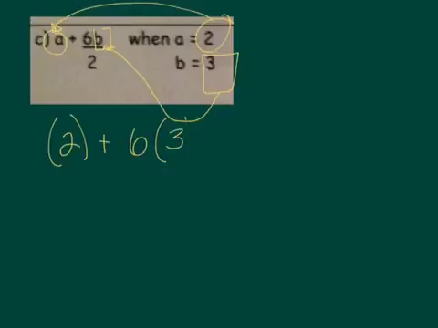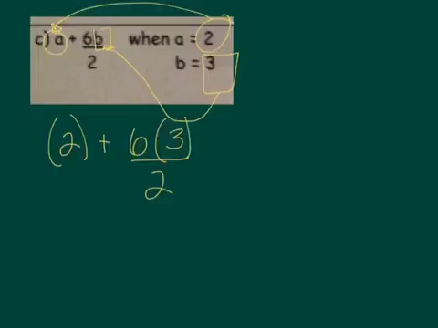But now, what about for b? I hope you said 3. So where I see b, I'm going to put 3. Remember, we're putting these in with our parentheses. So I have parentheses 2 plus 6 parentheses 3 divided by 2.